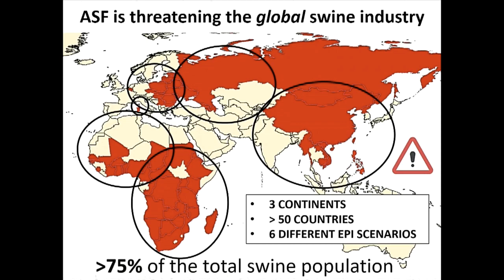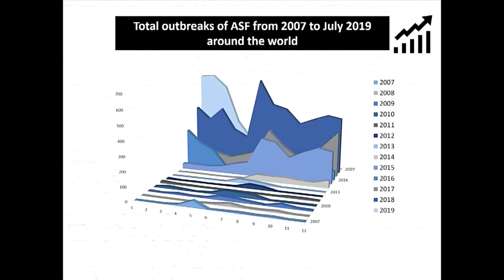Another important point is that just with Eurasia, meaning Europe plus Asia, we have 75% of the total swine population living in an ASF-affected country. That means that the swine industry can make big changes after African swine fever, especially if we consider that ASF is probably going to continue to spread. And you're going to see why it's going to continue to spread, mostly because the disease is not well known.